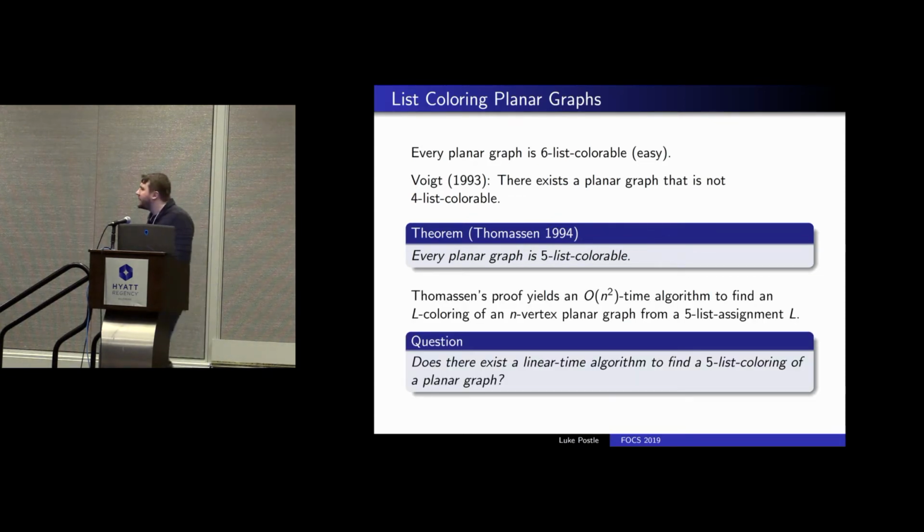Now, Thomassen's proof, if you go through it, you find that it yields a natural algorithm. And the algorithm is quadratic. It's O(n squared) time on n vertices, if I give you this 5-list assignment L, to find an L-coloring. And a question that had been open then for 25 years was, does there exist a linear time algorithm to find a 5-list coloring? So I give you this 5-list assignment L. Can you do this in linear time to find the coloring? And if you saw my main result there, the answer is yes. So we answered that question.